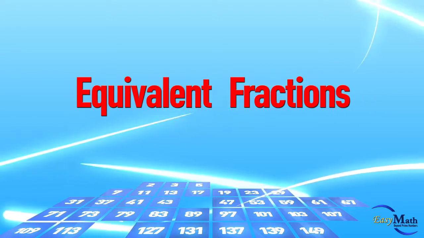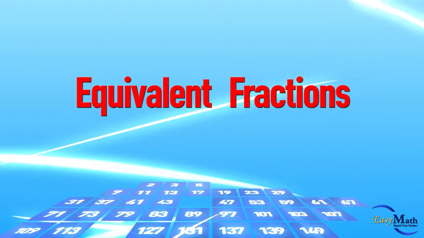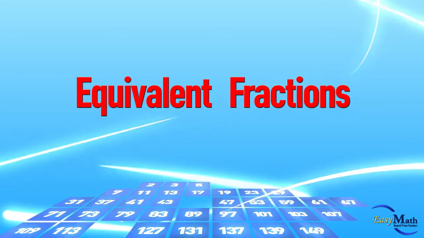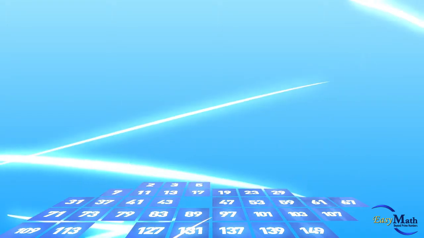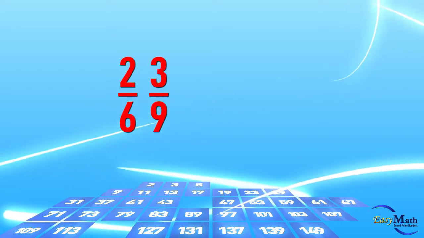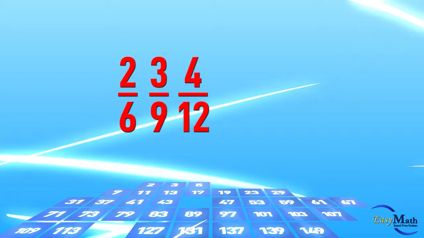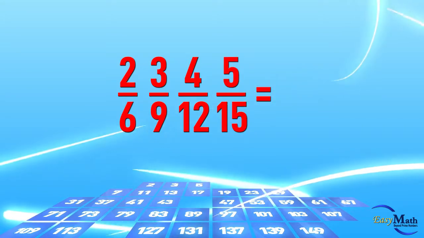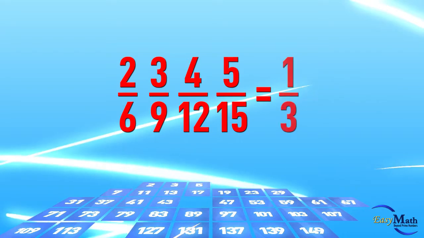Equivalent fractions. Equivalent fractions have the same value even though they look different. For example, the fractions 2/6, 3/9, 4/12, 5/15 are all equivalent because they are all equal to 1/3.